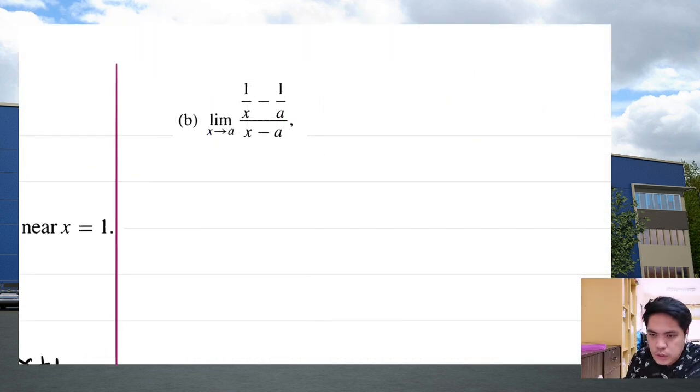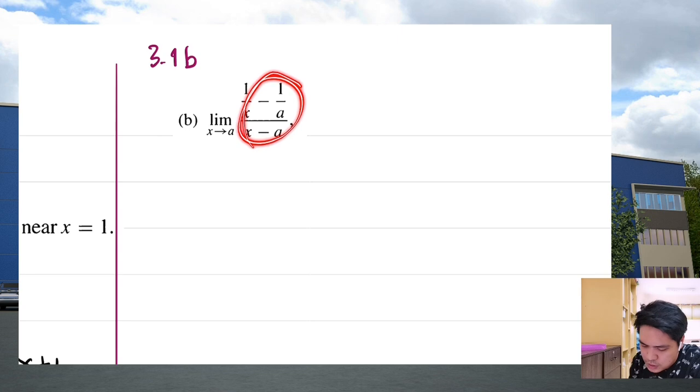Okay, now let us proceed to problem 3.1b. Ayan. So, don't cry yet. This is too easy. Wag mo nang iiyak, madali lang to. Okay? So, we'll evaluate this limit by first simplifying this. Simplify muna natin siya. The limit as x approaches a.